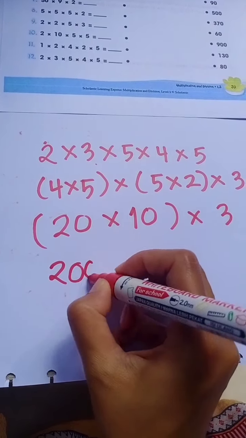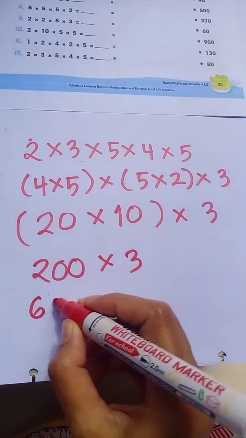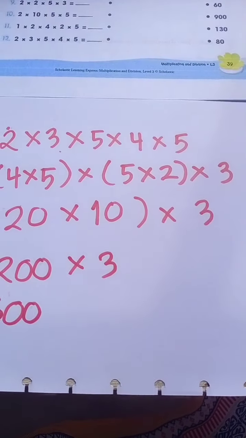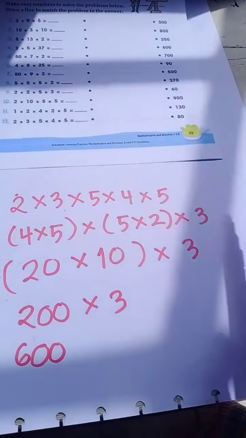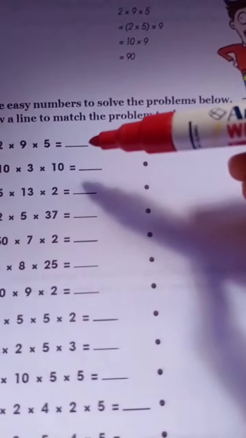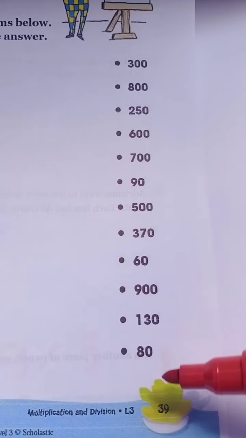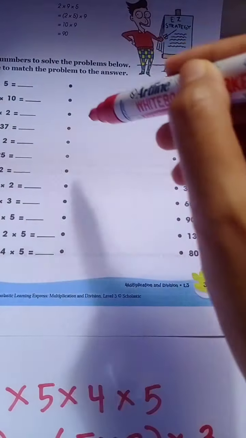Now from here, you will get the result. 20 times 10 is 200, and then you times again with the 3, right? Now 200 times 3, 3 times 2 is 6, and then you add the zeros there, and then you get 600. Now write down the answer all on this side, and then you will see the numbers on this side, and then you match the answer to the numbers there. Okay, so there you go.